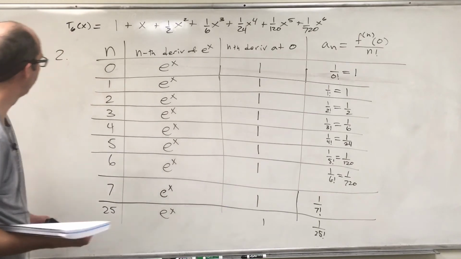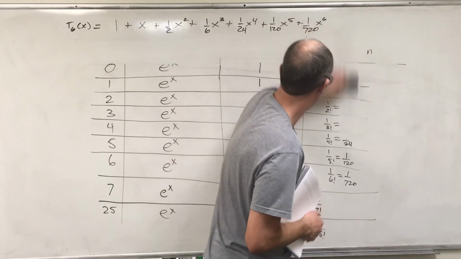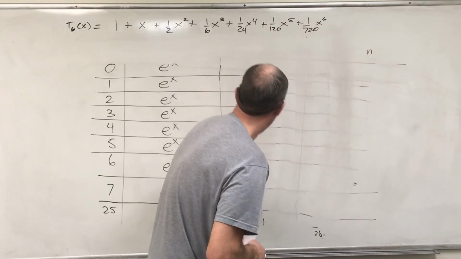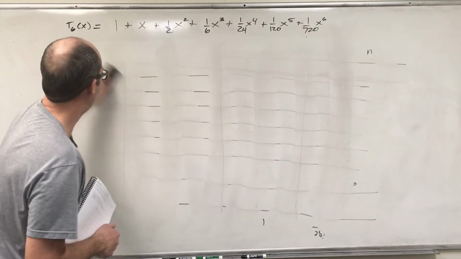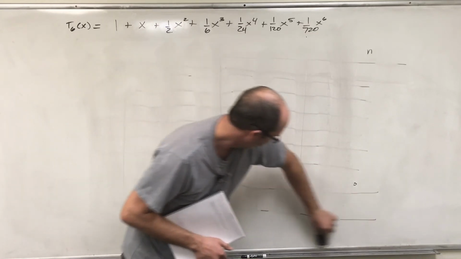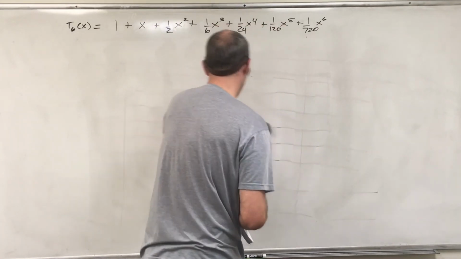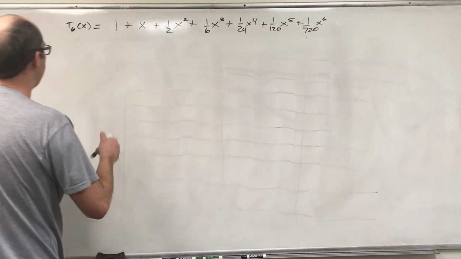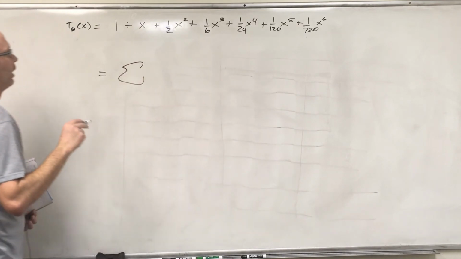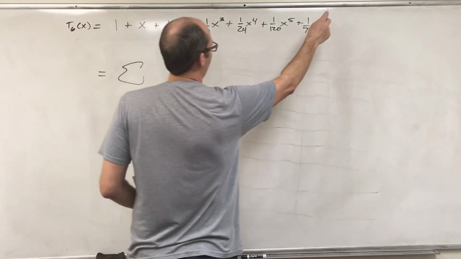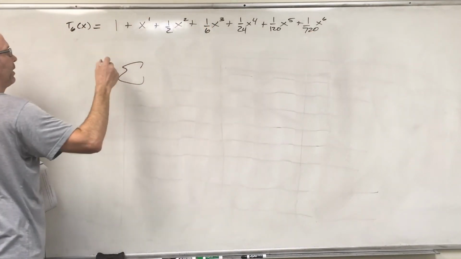Okay. All right, so now for the last part, part 3, we're going to write T6 using sigma sum notation. We're going to write this thing using summation notation. Remember, we stop at 6, and where do we start? There's a 1 there, so we start at 0.